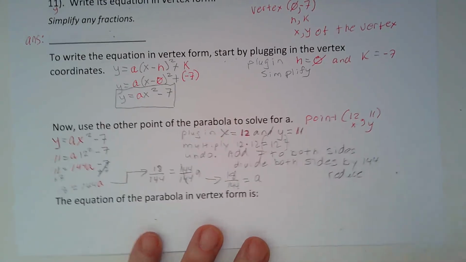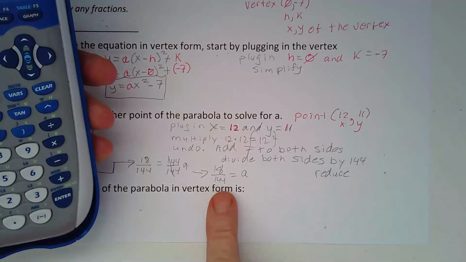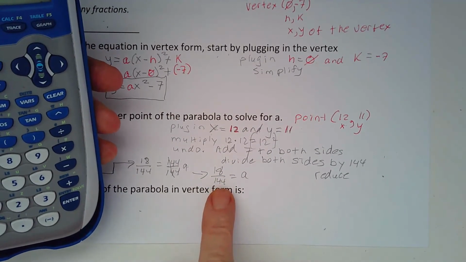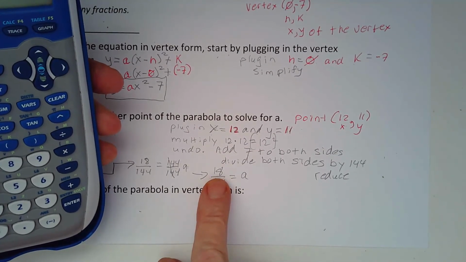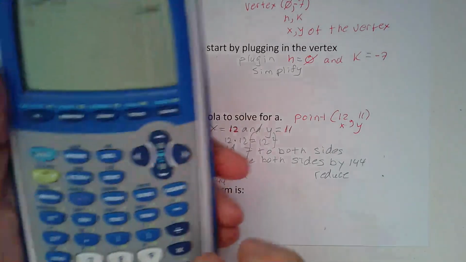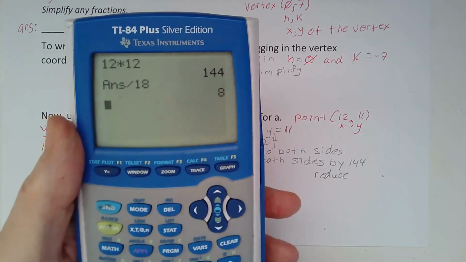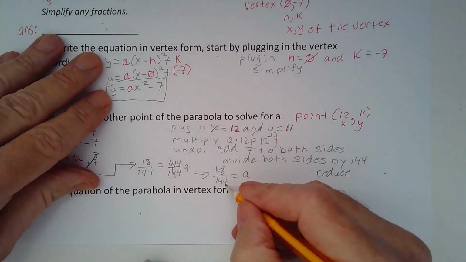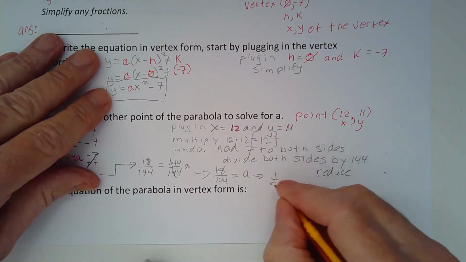Reduce. Now how do I know that? Well, let's just check and see if we can. I can tell that both of these can be divided by 4. But let me take a wild guess. Let's start out by dividing by 18. So I know 18 divided by 18 just leaves me with 1. Let's try 144 divided by 18. Nothing ventured, nothing gained. And you see it comes out with 8. So that means 18 divided by 144 is 1 over 8. So our answer is 1 over 8 equals a.